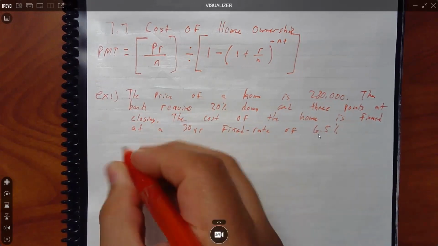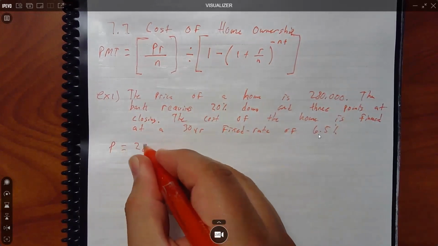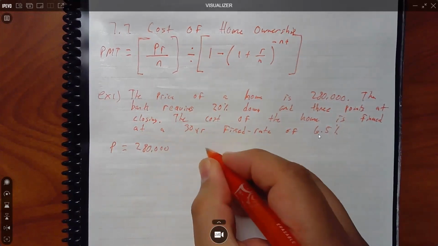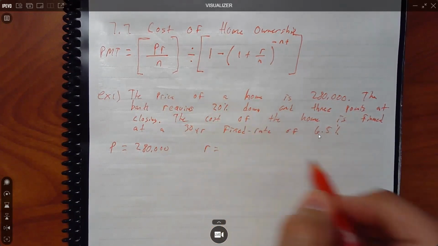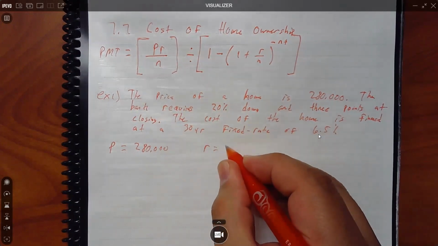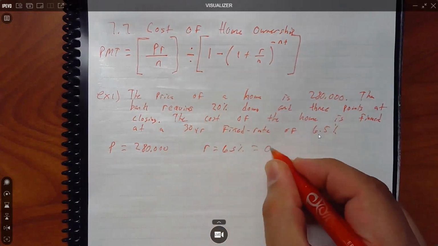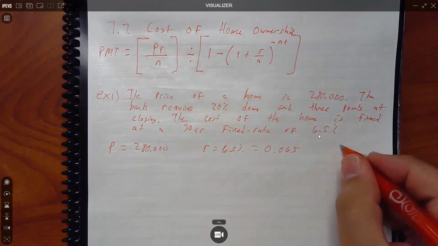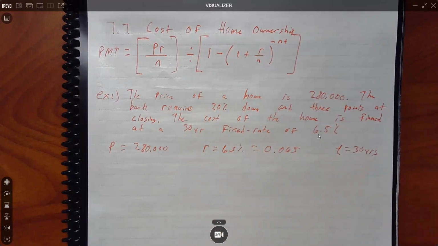So we're gonna write down what we know. Principal looks like 280,000, right? Rate is 6.5%, which as a decimal is 0.065. Time is 30 years. Okay.